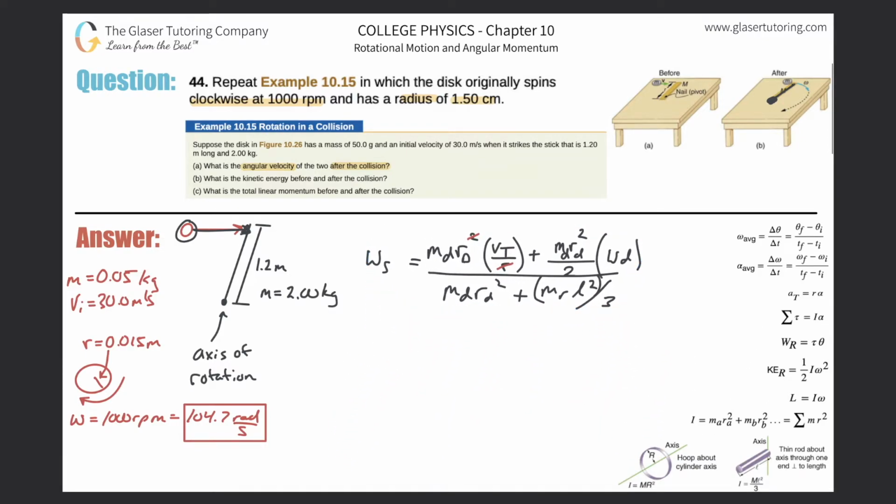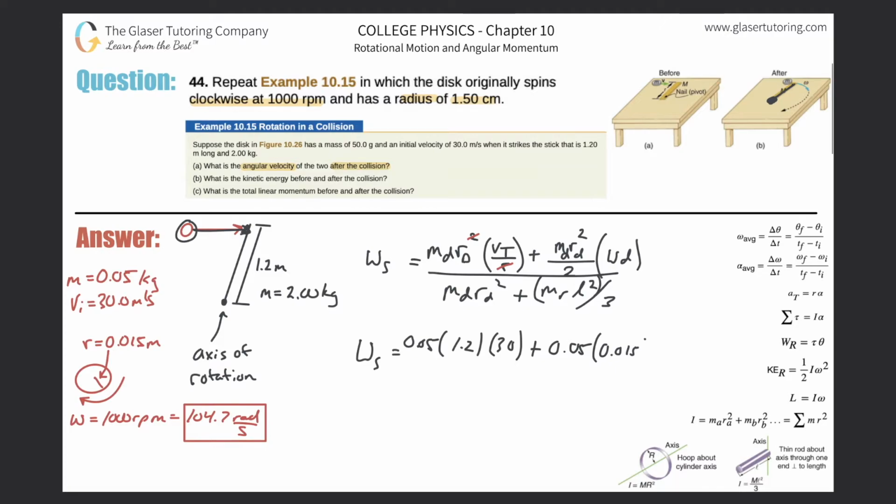And then now I'm going to plug it in. All right, so omega is going to be the mass of the disk, which is 0.05, times then the radius. I can cancel one of those radii. So this is the 1.2 times the 30 meters per second. That's then going to be plus now the mass of the disk, again, is 0.05 times then the radius of that disk itself, 0.15 squared.